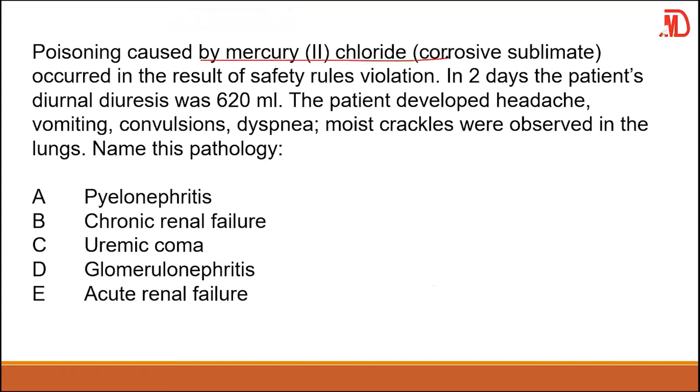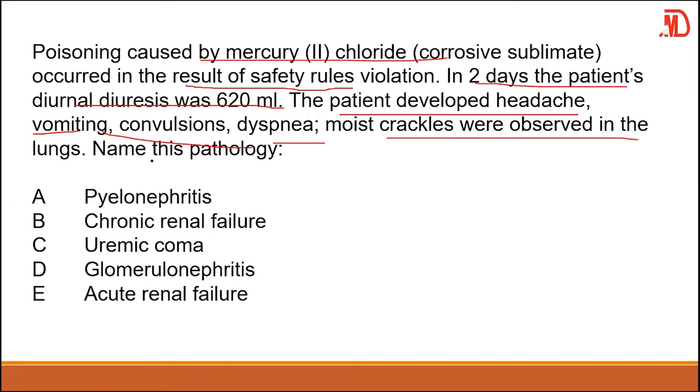Poisoning caused by mercury chloride occurred as a result of a safety rules violation. After 2 days, the patient's diurnal diuresis is 620 mL. The patient developed headache, vomiting, convulsion, dyspnea, cracks in the lungs. Name this pathology.